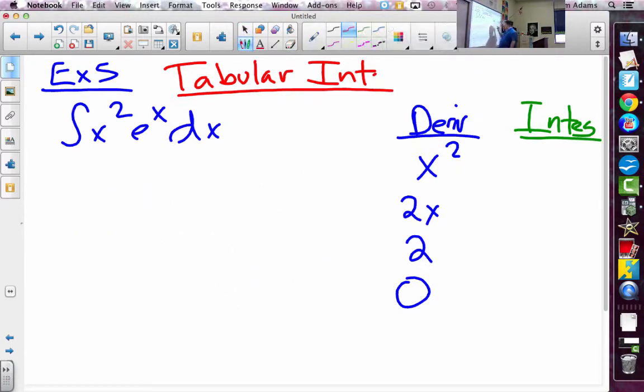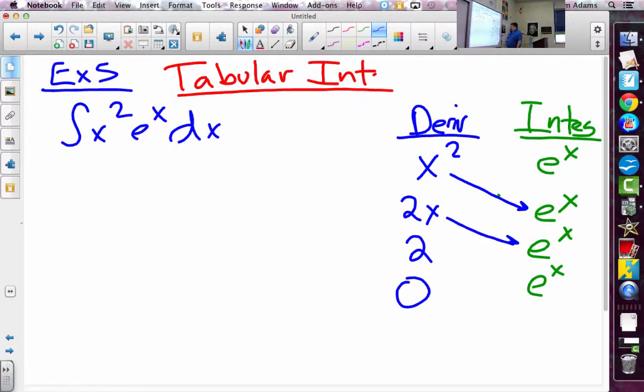Now, if I do that, then the odds are, if I keep everything the same, then I could take the integral of e to the x. So I'm going to start with e to the x, then the integral of e to the x is e to the x, and then the integral of e to the x is e to the x, and then the integral of e to the x is e to the x. So my first uv would be this. Then my next uv would be this. Then my next uv would be this.